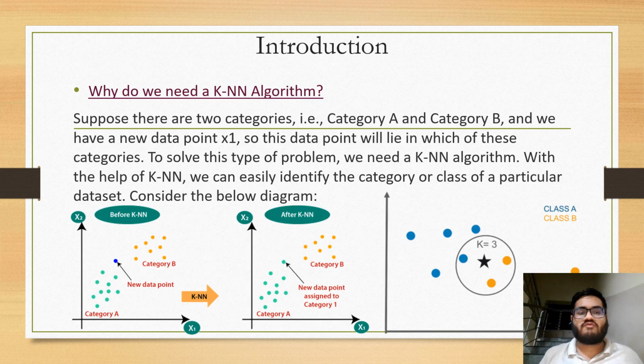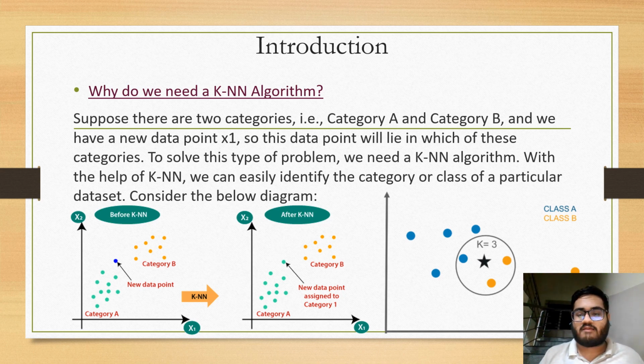So why do we actually need a KNN algorithm? Suppose there are two categories, category A and category B. We have a new data point x1. So this data point will lie in which of the categories? To solve this type of problem, we need a KNN classifier algorithm. With the help of KNN, we can easily identify the category or class of a particular data point.